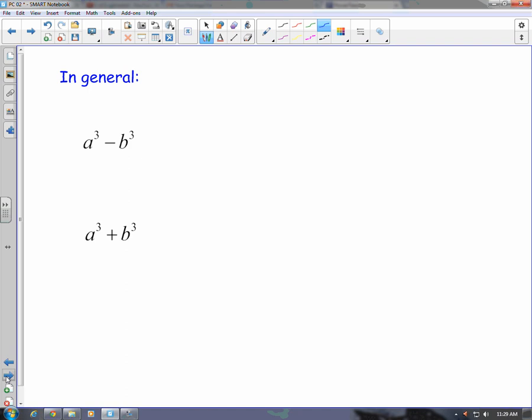And so it just so happens that in general, whenever you have a difference of cubes or a sum of cubes, there are very simple formulas for what it breaks down to. And a doesn't just have to be a single variable. It just is something that is being cubed. Whatever it is, something that's being cubed. And same thing with b.